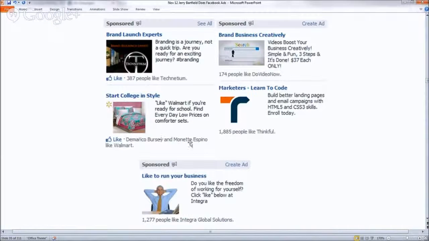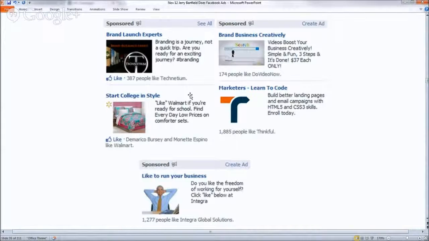By comparison, look at this ad for Walmart. I have 2 of my friends that like Walmart. So when I see their ad for Start College in Style, even though I've got my master's degree already and I'm not exactly going back to college, Walmart's ad targeting department's not perfect either. They do have 2 of my friends that already like the page. So that's a lot more powerful endorsement. Imagine if I had 2 of my friends that liked this page. I might be paying attention to it.